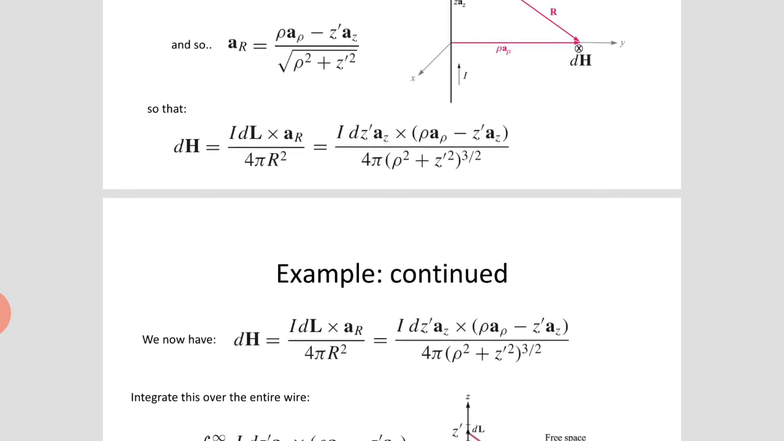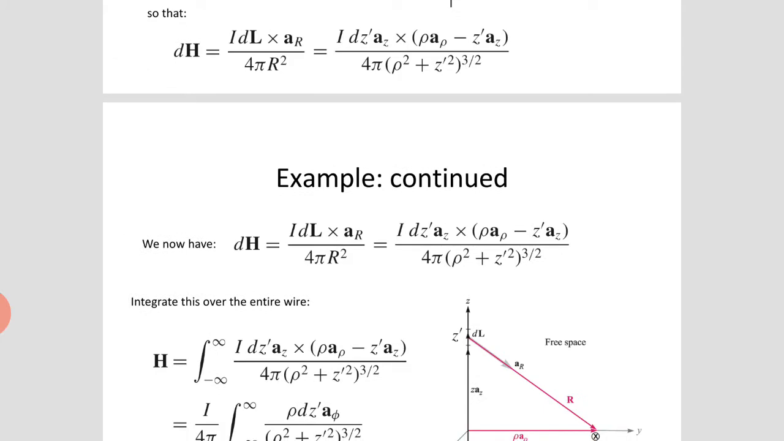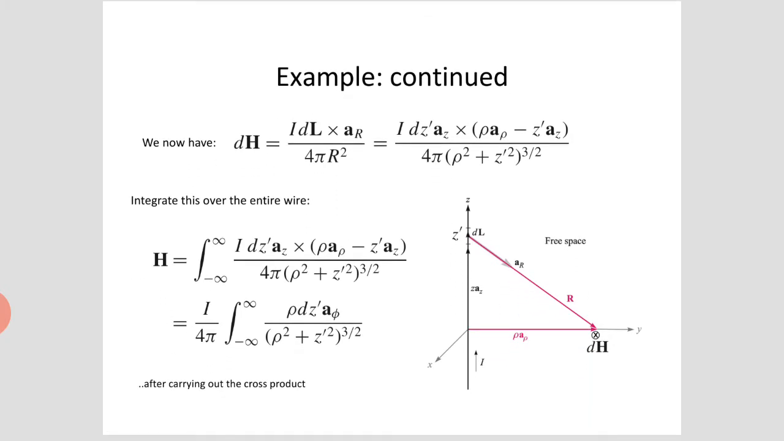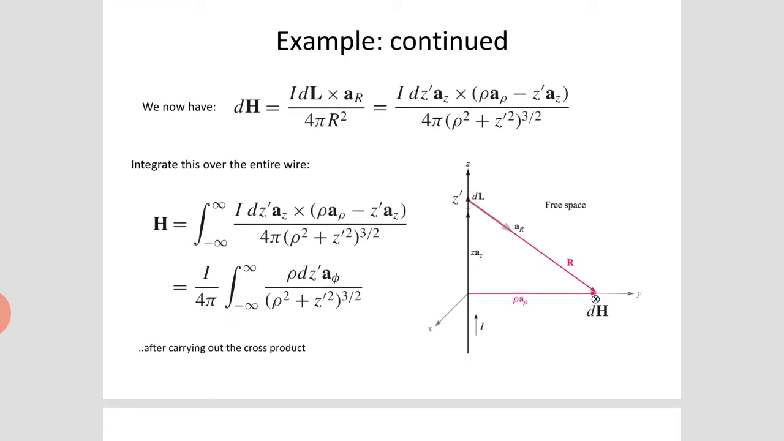Now the example is continued. We know that dH is I dL cross a R divided by 4 pi R square, so I dz dash a z cross rho a rho minus z dash a z divided by 4 pi times rho square plus z dash square raised to 3 by 2. Now we need to integrate this over the entire wire. As it is infinite, H will be integrated from minus infinity to plus infinity.